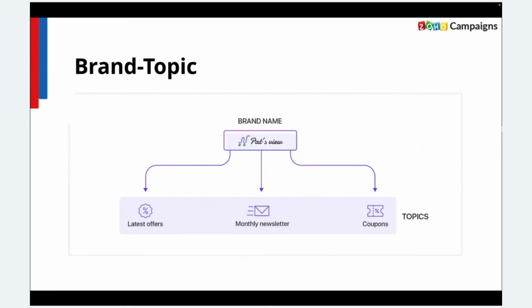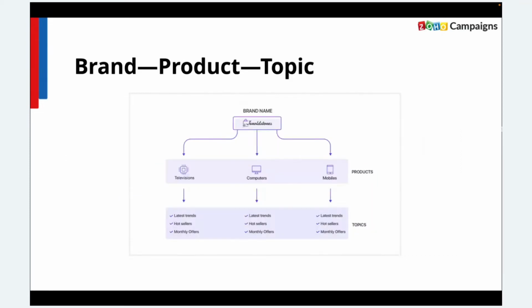And if you offer multiple products or services, then you will have each of these topics mentioned under each of the products or services, right? So that's something else that you can do if you are an organization that offers multiple products or services. So this is something else that you will have to do before creating an email campaign.